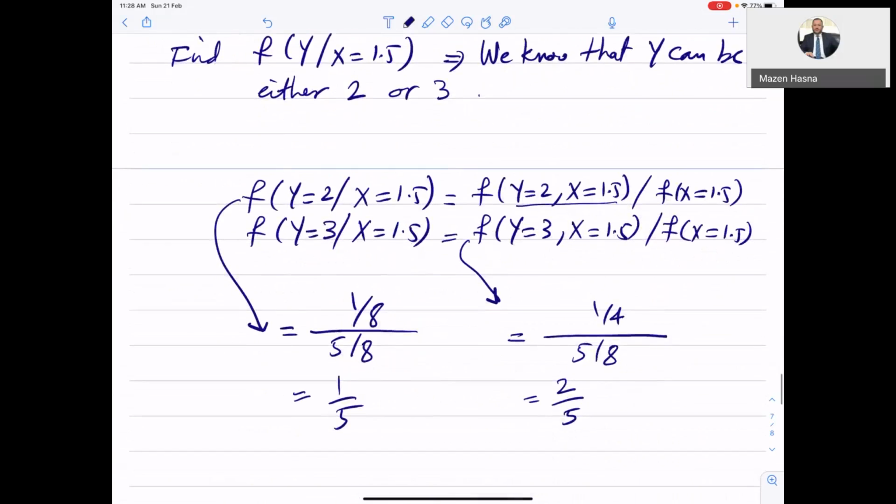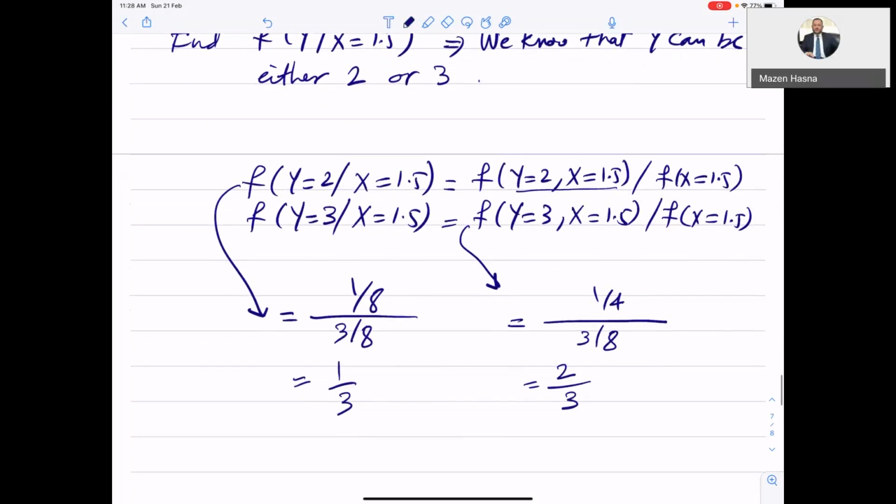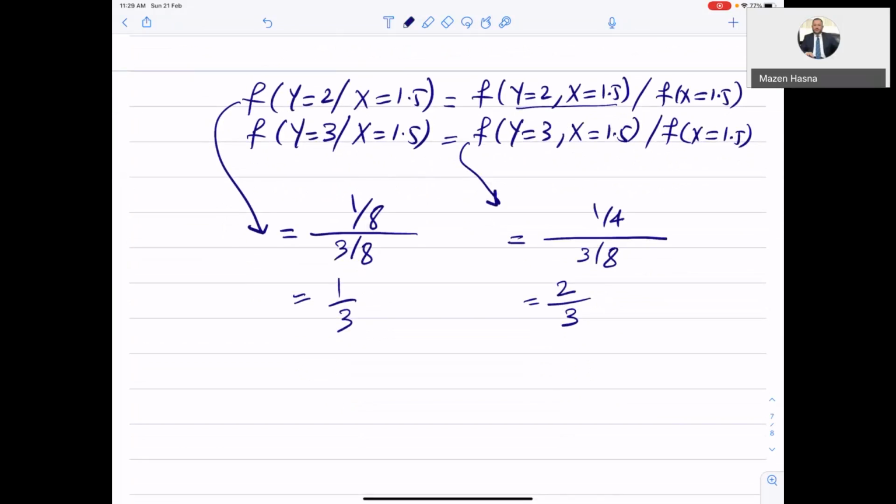So this is 3 over 8. This is why I suspected that there was a problem, because they should add to 1. So this is a new probability distribution. This is f of y given x equals 1.5, and this is y. We know that y can be either 2 or 3. So when it's 2, it's 1 over 3. When it's 3, it's 2 over 3.